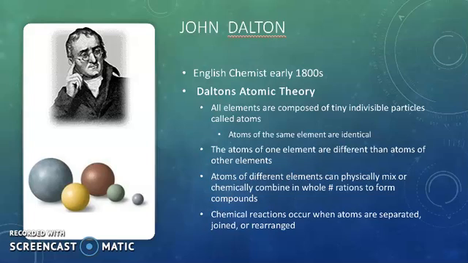So the atoms of the same element are identical, but different elements have different looking atoms. Atoms of different elements can physically mix or chemically combine in whole number ratios and form compounds, and he also stated that chemical reactions occur when these atoms are separated, joined, or rearranged. So Dalton's model of the atom is just a bunch of different shapes of atoms to show the different types or different sizes and colors of the different elements. Dalton was also known for his research in color blindness, and he wrote a book about English grammar. So he was a very smart guy, not just in the chemistry area, but in English and in genetics as well.